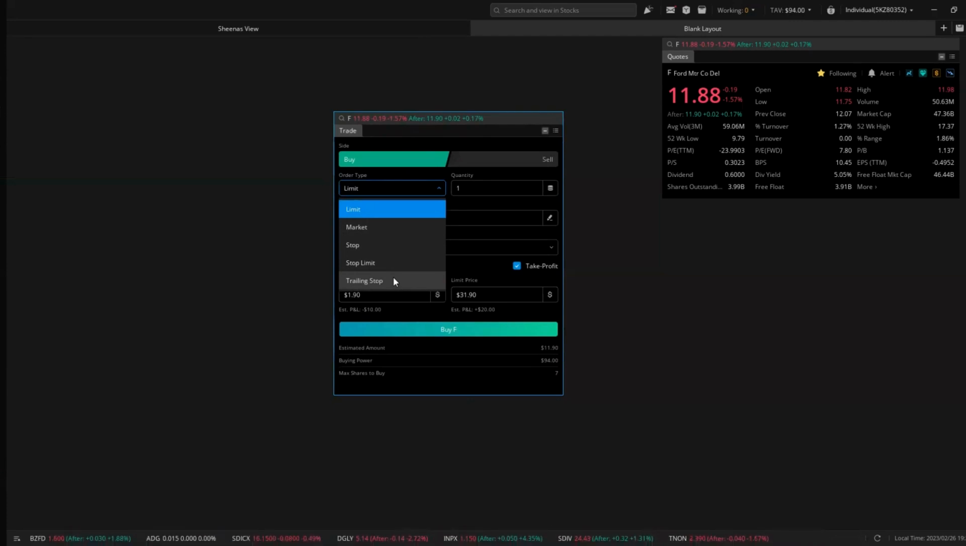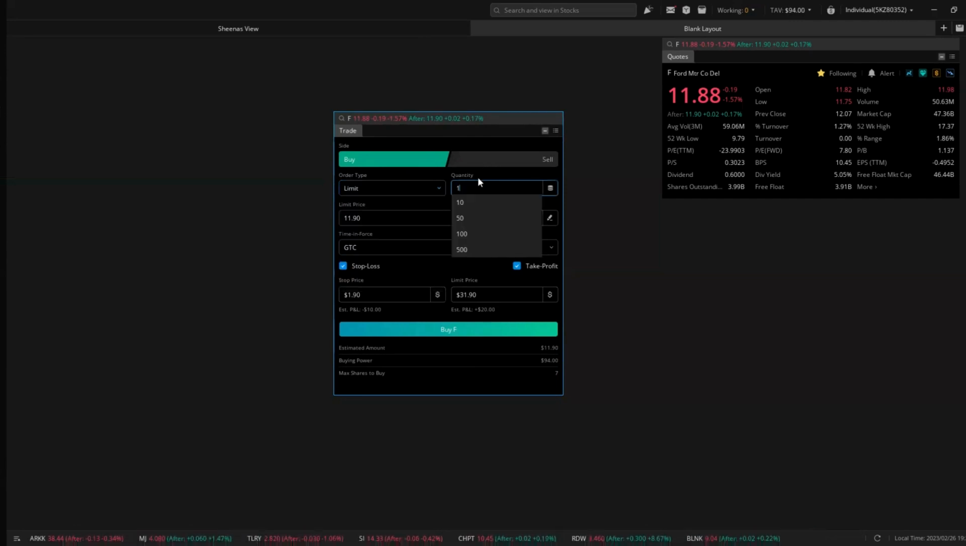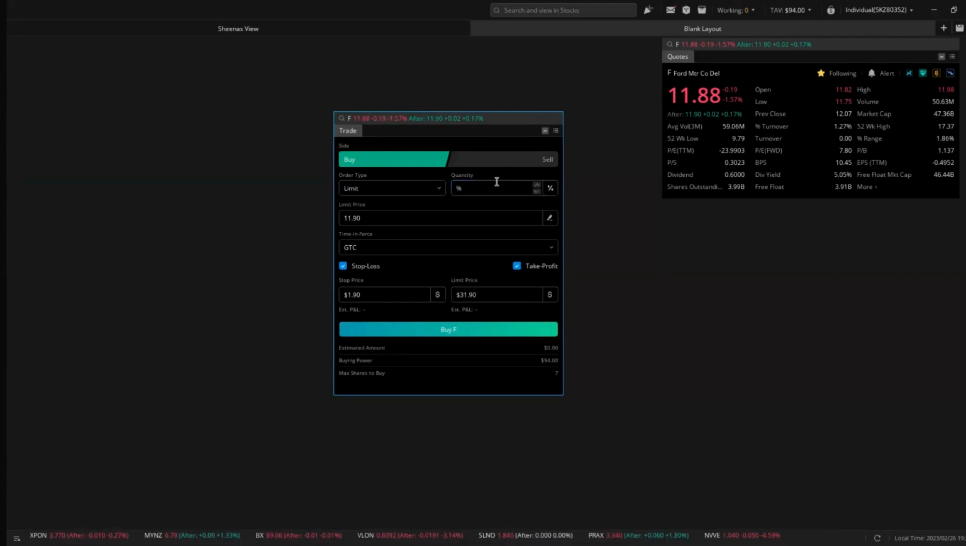We'll talk about that in another video. This right here is going to be your quantity. So it's going to be how many shares that you're buying. If you're going to be buying in shares, you can actually click on this and change this to a percentage. And so if you want to buy a certain percentage of your portfolio, you can do that. You can also change this to dollar amounts.